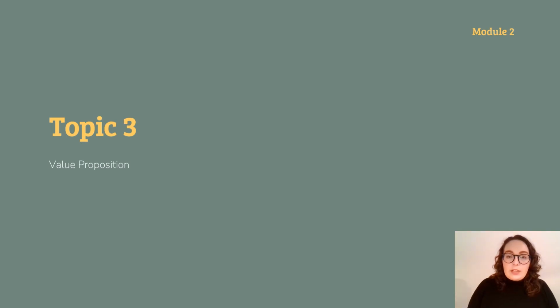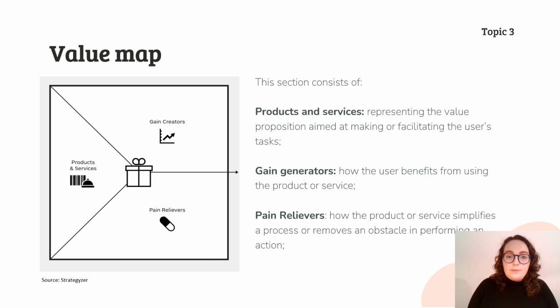Now let's take a look at the value proposition. The value map, or the value proposition, consists of products and services, representing the value proposition aimed at making or facilitating the user's tasks, gain generators, how the user benefits from using the product or service, and the pain relievers, how the product or service simplifies a process or removes an obstacle in performing an action, job, or task.